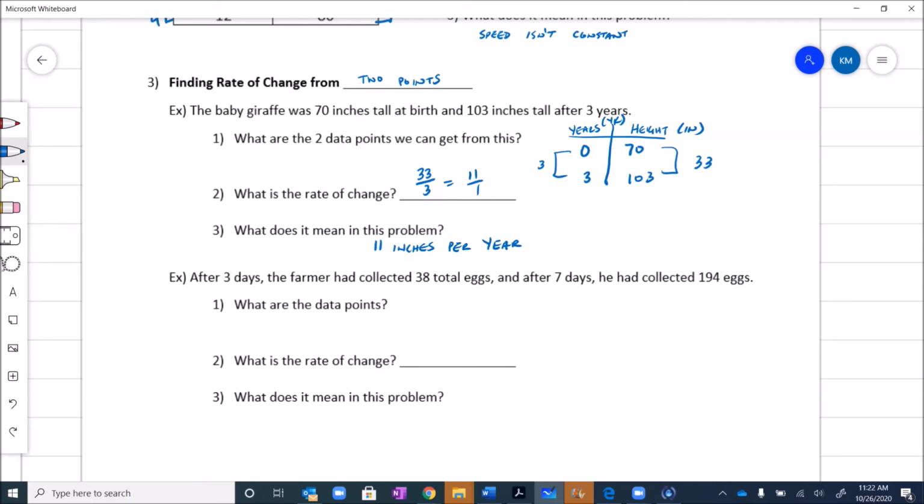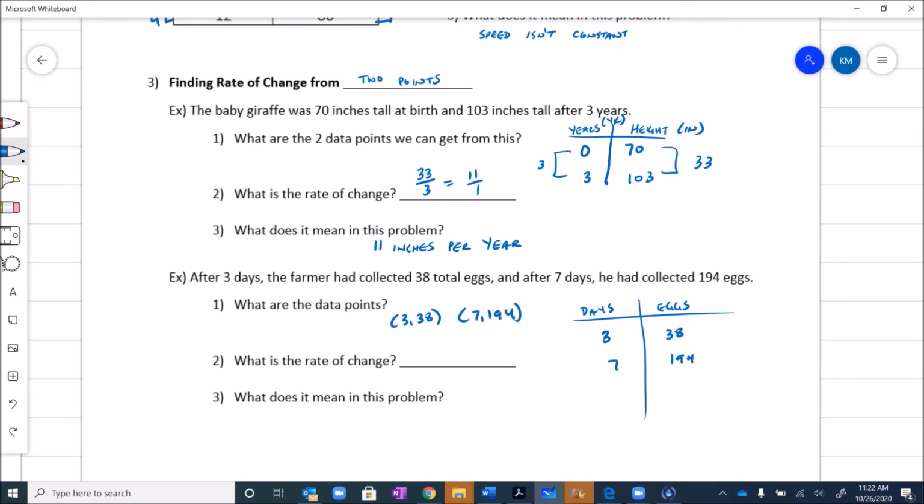All right, so another one. We have days, eggs. It says after 3 days, the farmer had collected 38 total eggs. After 7 days, he had collected 194 eggs. So 3 days, 38. 7 days, 194. Let's put that here. What are our 2 data points there? 3 and 38, 7 and 194.